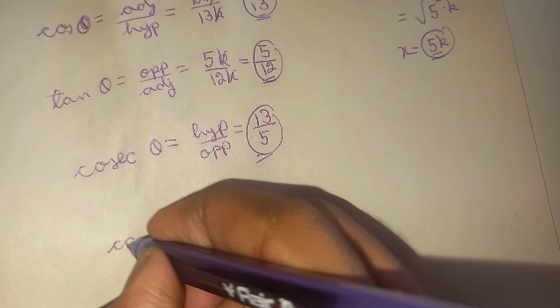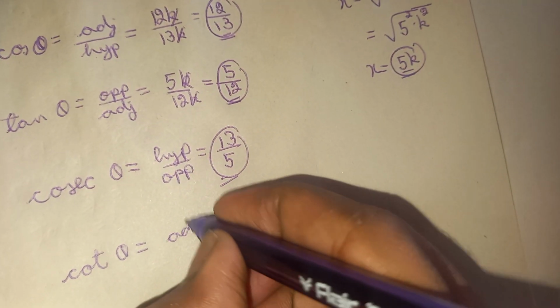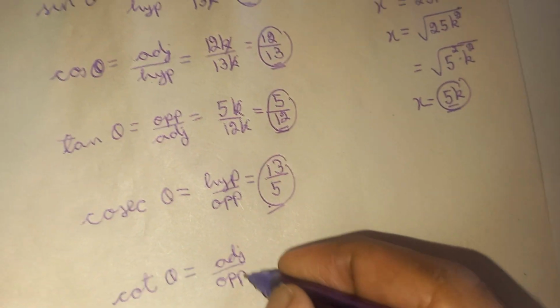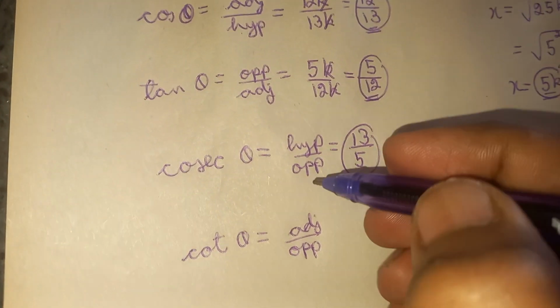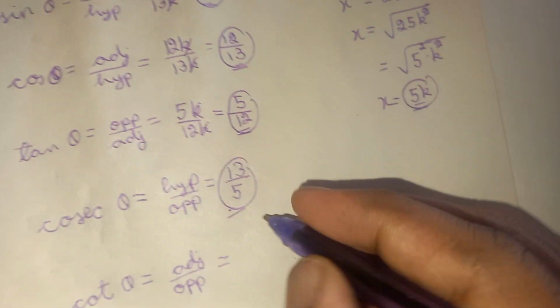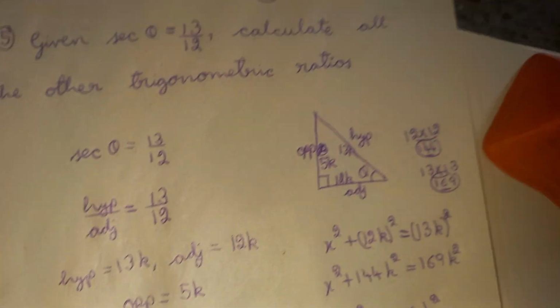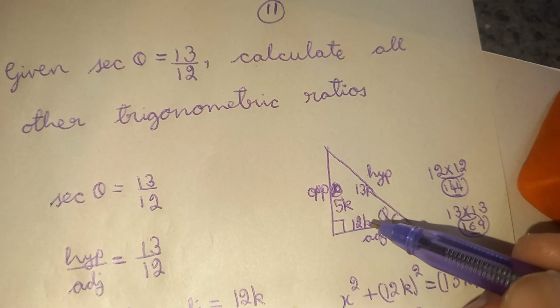Now let's find, at last, cot theta. Cot theta means adjacent by opposite. In tan theta it is opposite by adjacent; here it flips upside down to adjacent by opposite. Here it is 5 by 12, here it becomes 12 by 5. You can verify that: adjacent by opposite is 12k by 5k, which is 12 by 5.